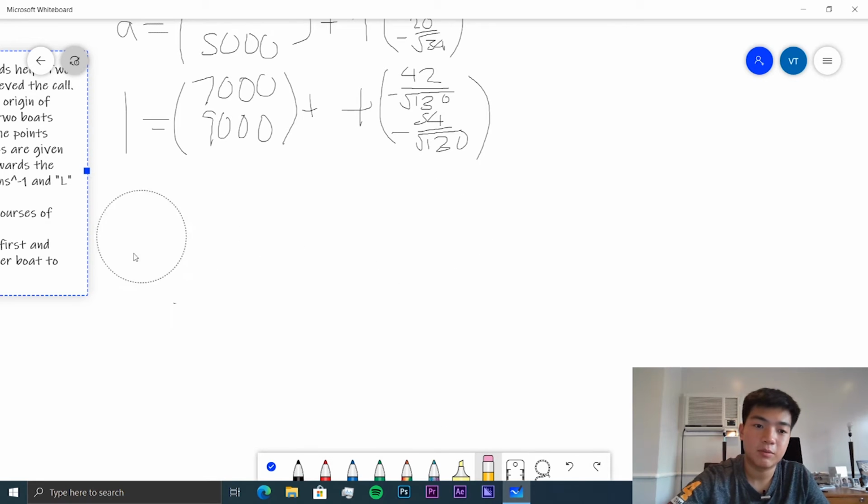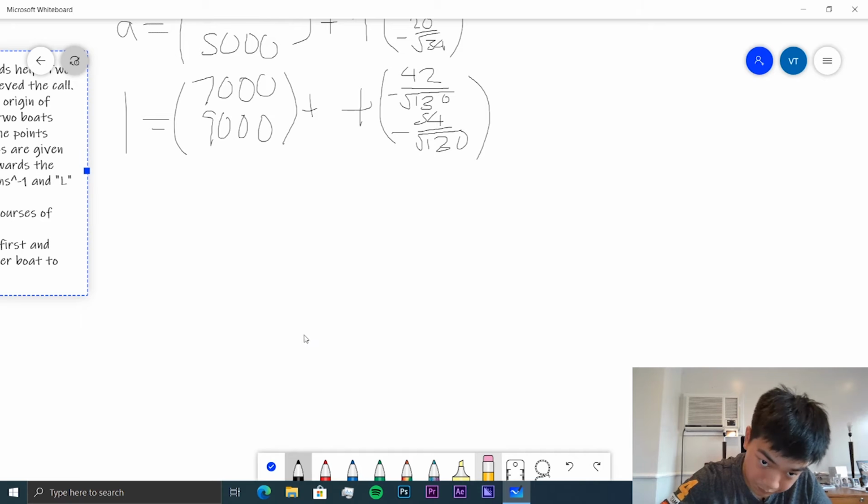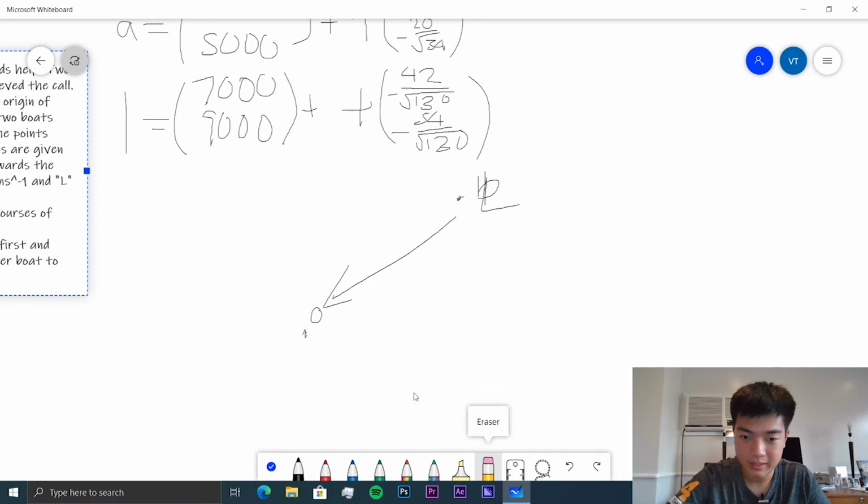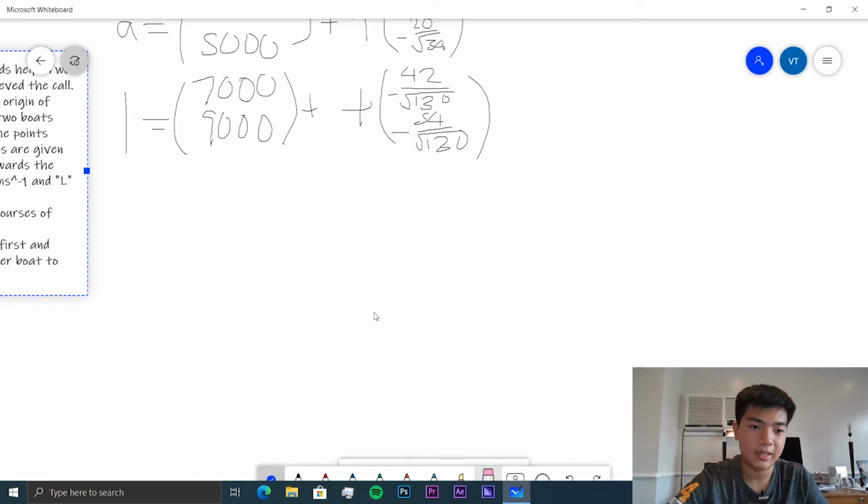Remember, it's negative because we're actually above the origin. If this is O, this is the point where the boat is at. This is the point L, and so we have to move backwards to get to the origin. Okay, so that's part A done.